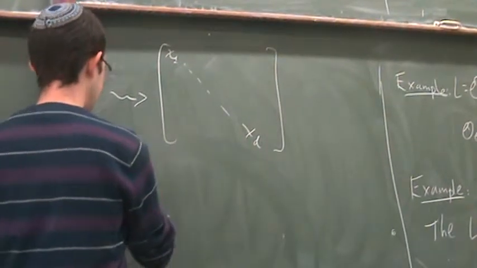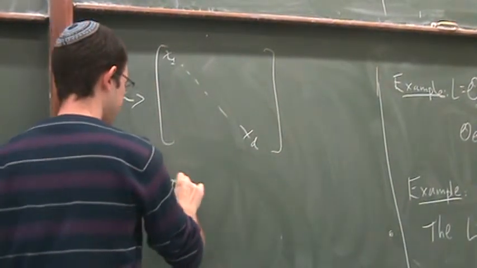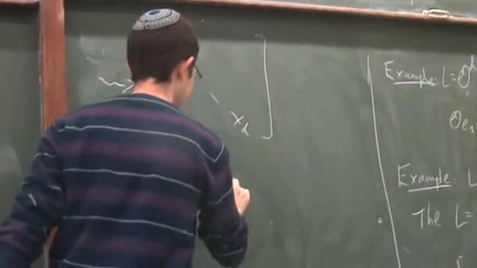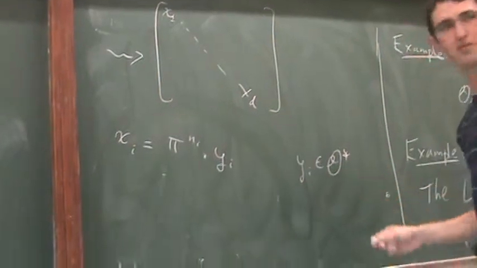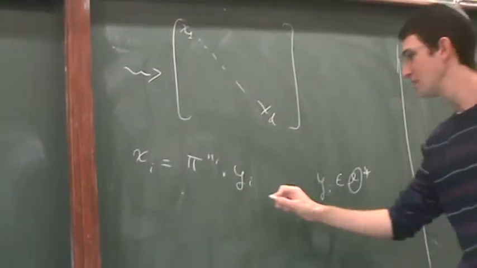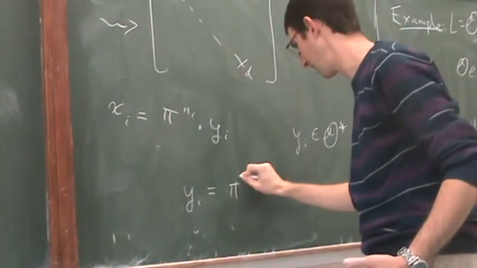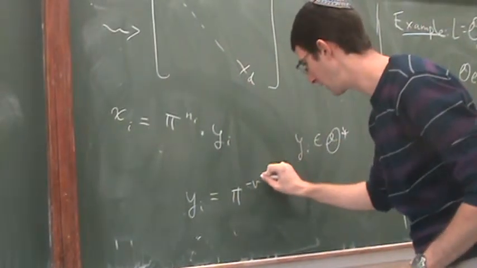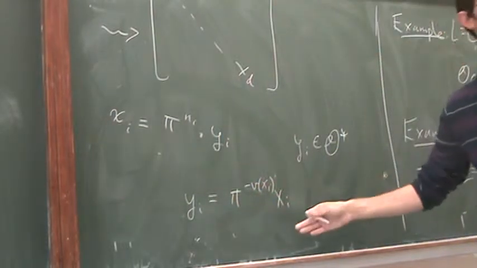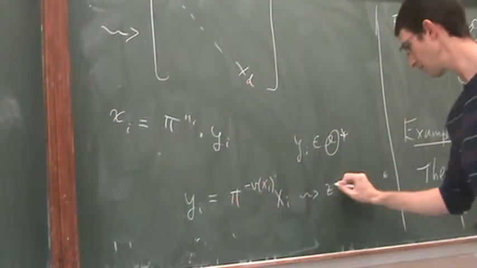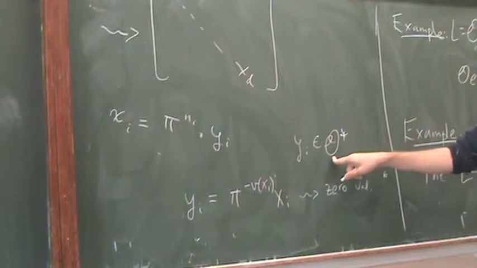And every xi, this is actually an important fact, could be written as pi to the ni times yi, with yi a unit of the ring. So literally, we just take yi to be pi to the minus valuation of xi, times xi. The valuation of this is 0. This has 0 valuation, and thus it lies in O star.